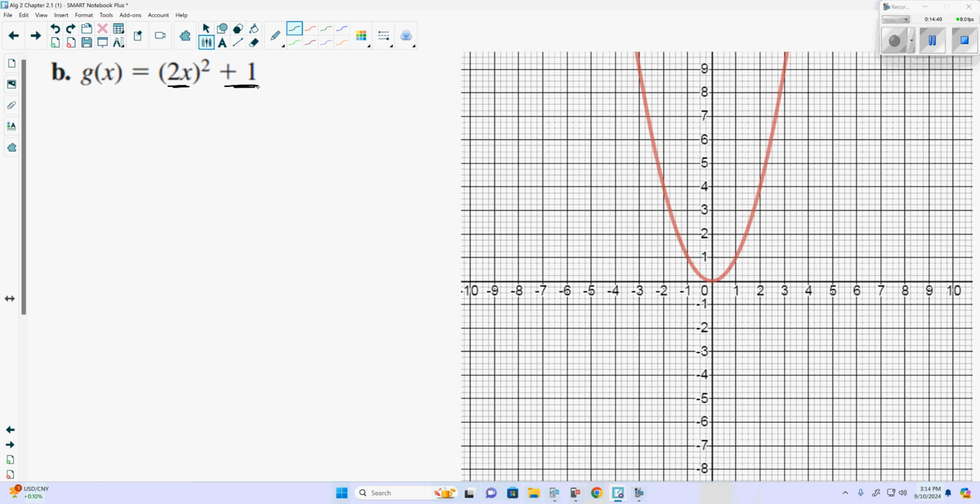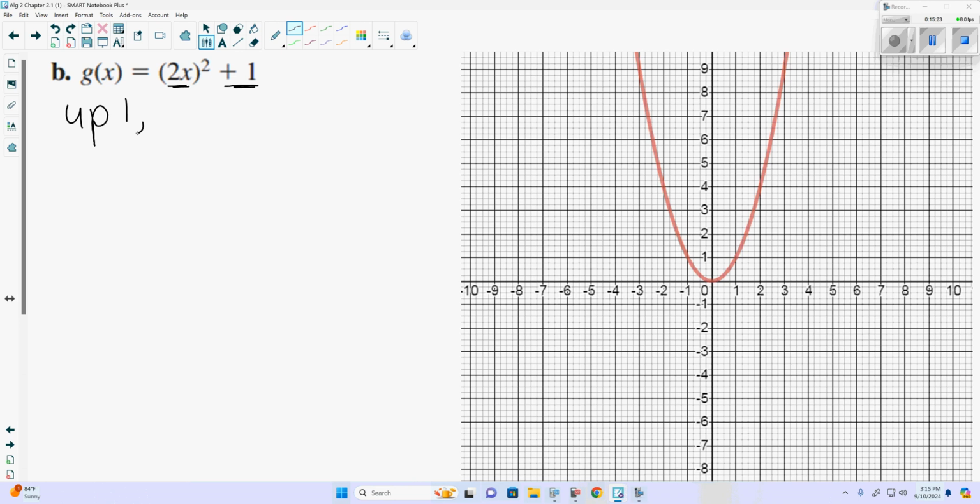We have the 2x squared plus 1. Let's worry about the plus 1 first. The addition of 1 outside the parentheses tells us it goes where? Up 1. Because that plus 1 is in place of k, so it's moving it up or down. So here it would be up 1. It would be a reflection across the x-axis if we had a negative in front of that set of parentheses. Since there is no negative in front of the parentheses, it's not a reflection across the x.